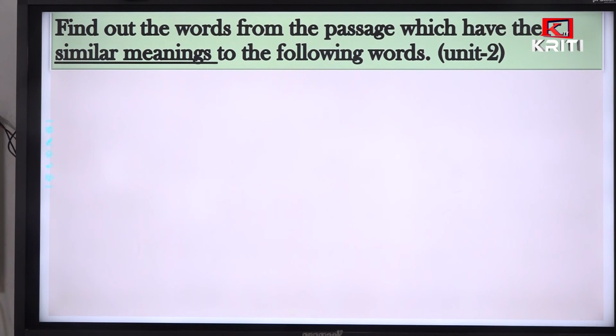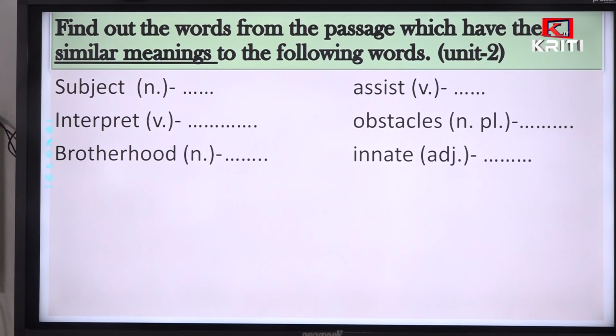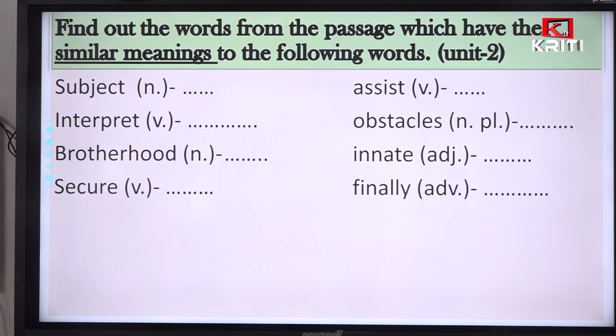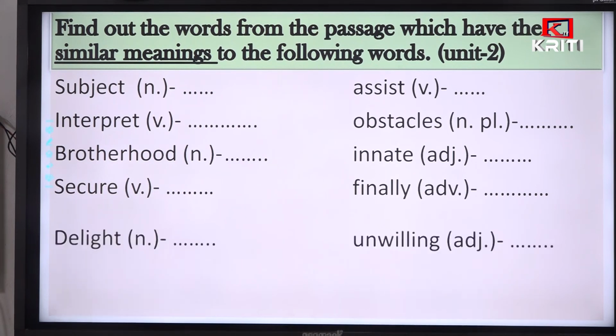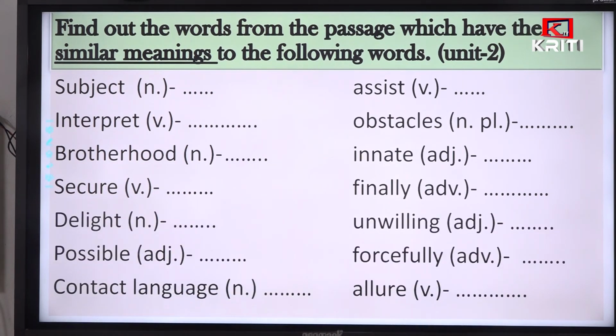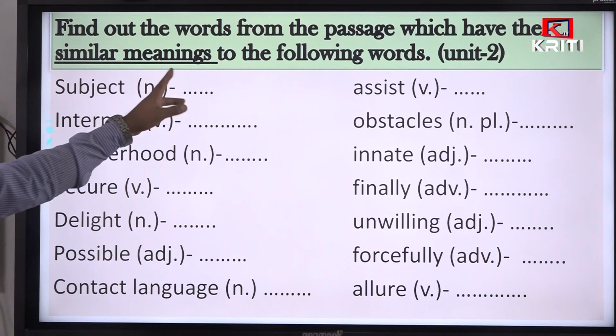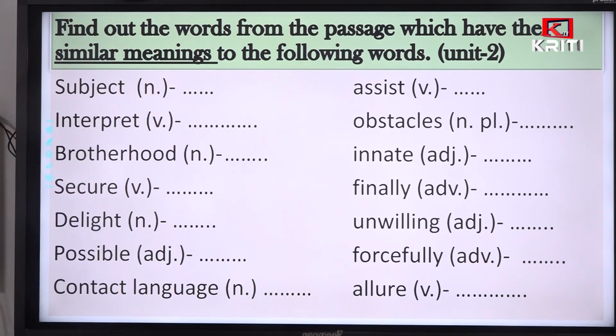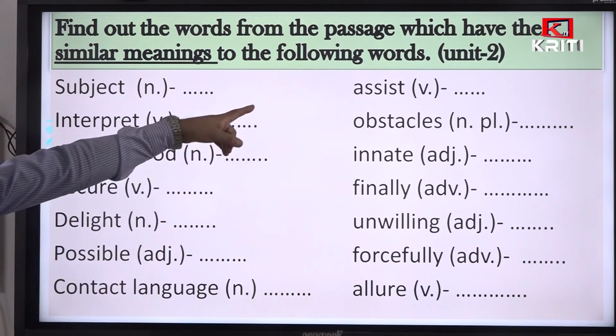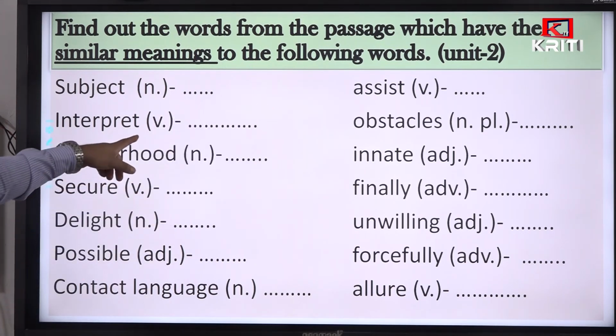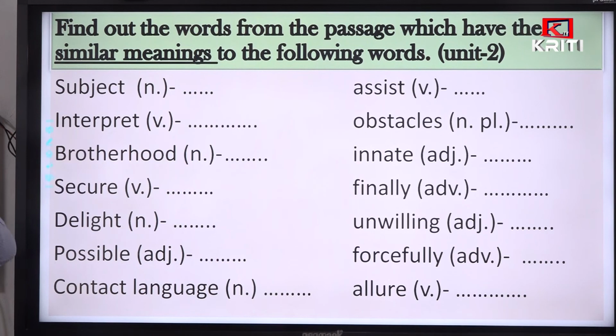Okay, class, here is an exercise for you. Find out the words from the passage which have a similar meaning to the following words. Some words are given there. You try to find them out. This is your task for next day. For subject, what similar word can be used in your sentences and language use? And assist is a verb in form. Interpret is a verb in form. You have to write down the same form.